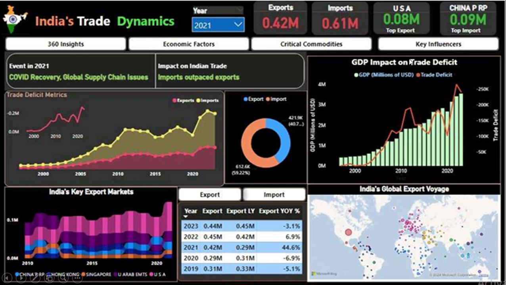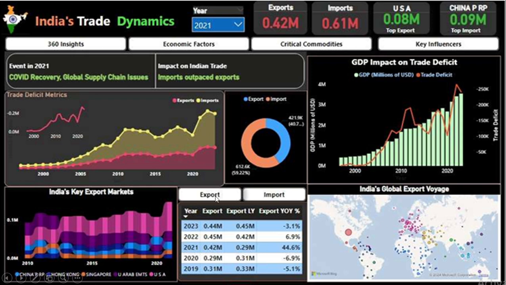And here I have a visual where we see the GDP impact on trade deficit. So here we see the GDP is increasing over the years, but at the same time the trade gap is also very persistent.